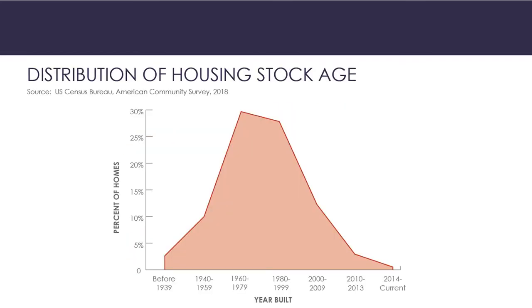This next slide shows the distribution of Jamestown's housing stock by when it was built. We see that the prime period for housing growth in the community was the 40-year period beginning in 1960 and ending in 2000. Following 2000, most likely due to the financial crisis in the mid-2000s, housing construction has dropped off fairly significantly.